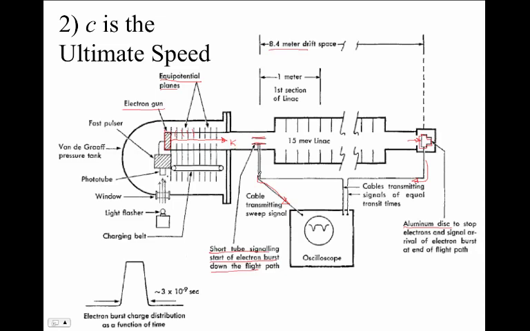These two electrical impulses, the one from the beginning of the experiment and the one from the end, arrive at an oscilloscope. And the oscilloscope records the time difference between these two pulses. From the time difference, delta t, and the distance traveled, delta x, the velocity of the electrons can be inferred, delta x over delta t.